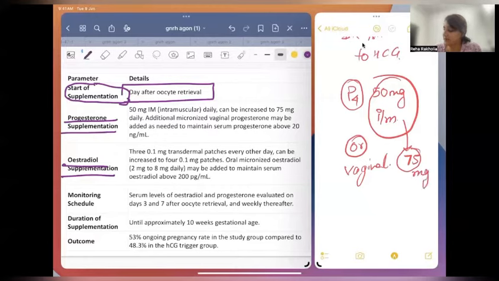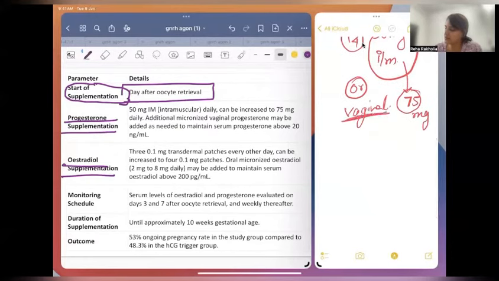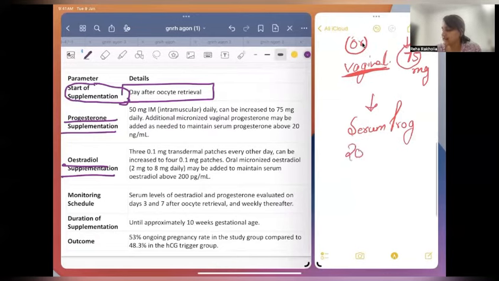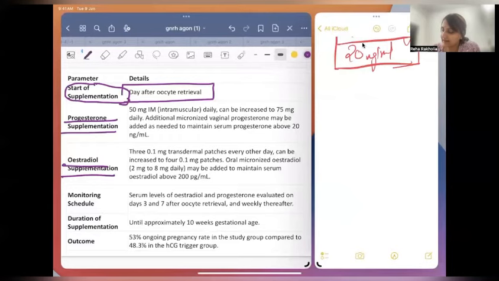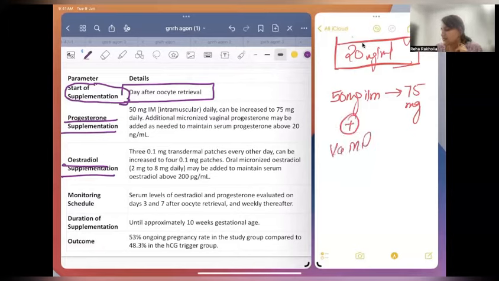Okay. They can also add micronized vaginal progesterone to make the serum progesterone level, how much should it be? 20 nanogram per ml. Serum progesterone levels should be 20 nanogram per ml. Again I'm saying, 50 milligram IM, which they can increase up to 75 milligram. They also sometimes added vaginal micronized progesterone so that the progesterone level is above 20 nanogram per ml.